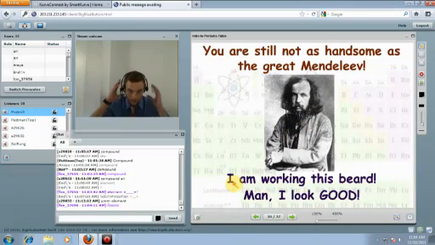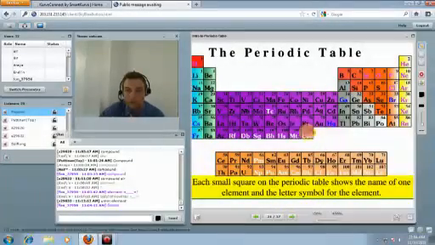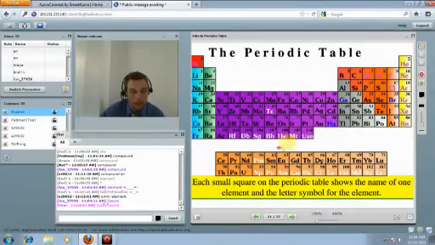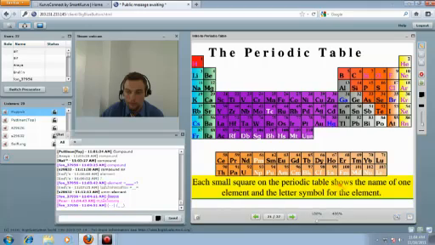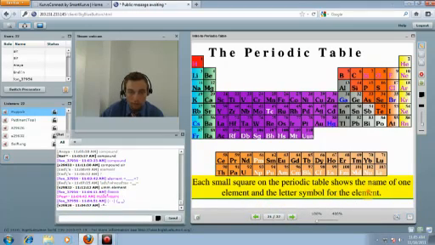So it seems like you guys are getting this pretty easily. We're going to move on here to talk about the different parts of the periodic table. So this is just a blown up version of the periodic table, and this is pretty fascinating stuff. Each small square on the periodic table shows the name of one element and the letter symbol for the element.